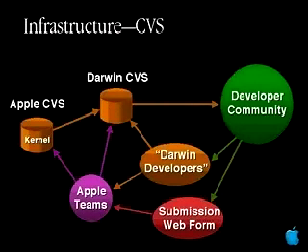As a member of the developer community, you can either coordinate with the Darwin developers if you're making changes that you'd like to see put back into the original code base and eventually into Mac OS X as well, or you could go to our website and submit directly into a submission web form where you could give us the URL to your code, and we'll review that and stick that into the source repository.